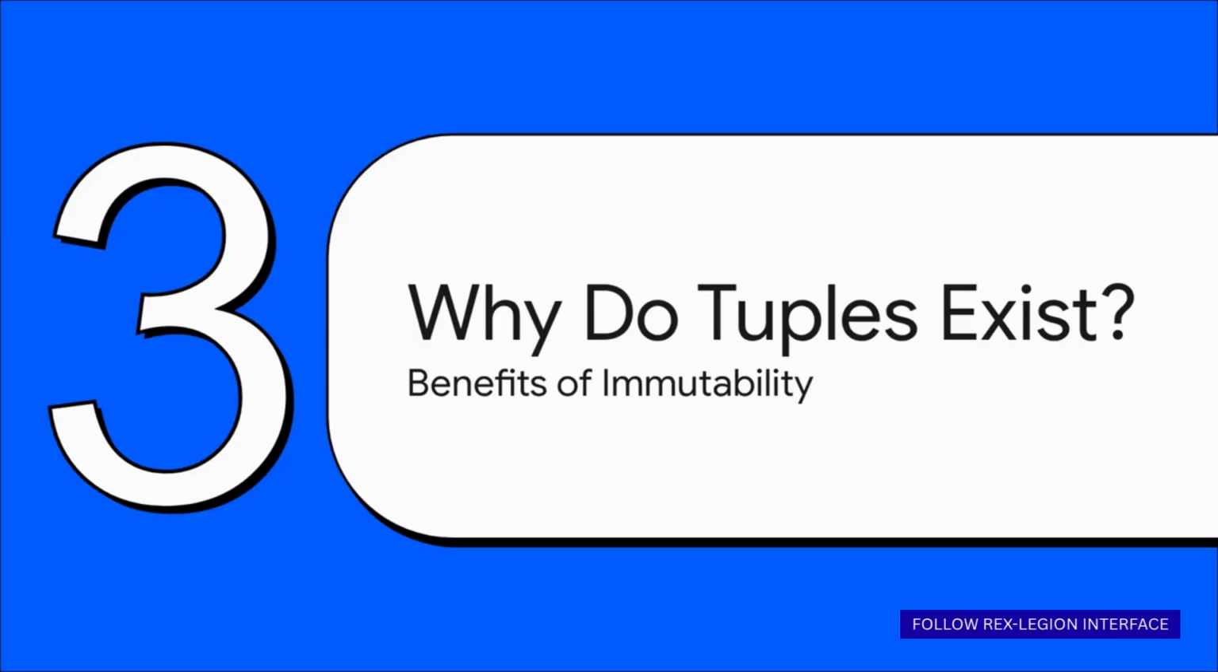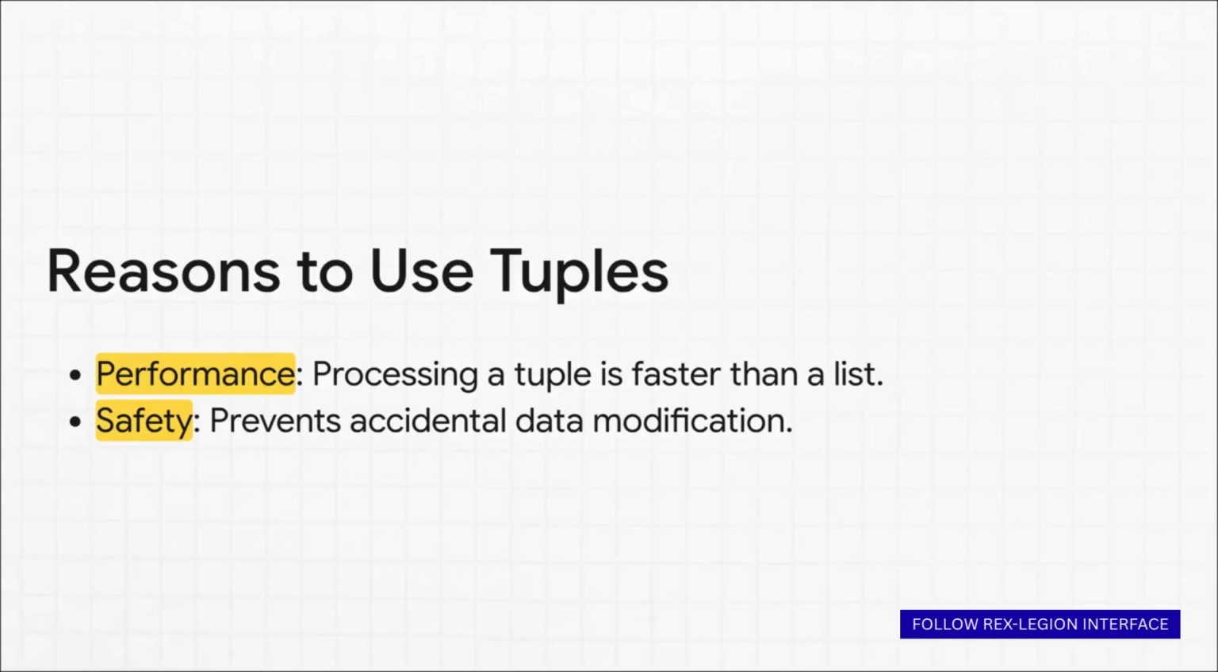Which brings us to section 3. Why do tuples exist? Okay, let's be real for a second. If tuples are essentially just restrictive, locked-down lists, why do they even exist? Why not just use lists for the whole shebang? Well, the answer comes down to two main things: performance and safety. First up, performance. Because Python knows a tuple will literally never change, it optimizes it behind the scenes. Processing a tuple is actually faster than processing a list, which makes it a fantastic choice when you're handling massive data sets that don't need any modifying.